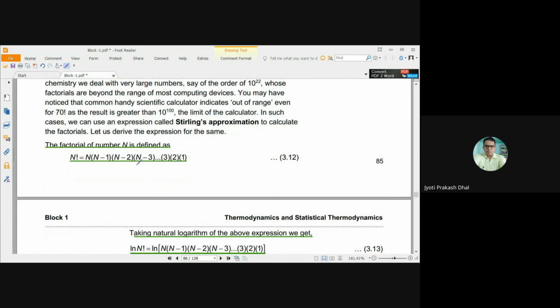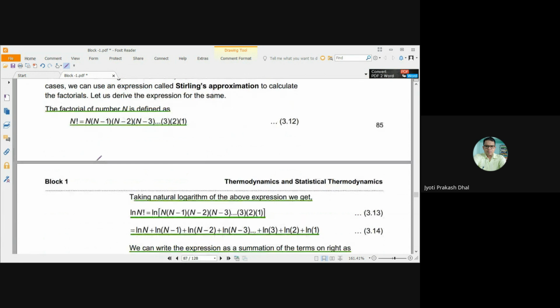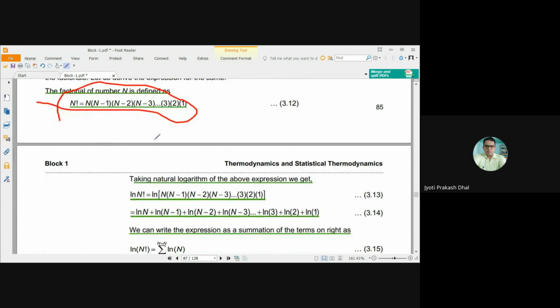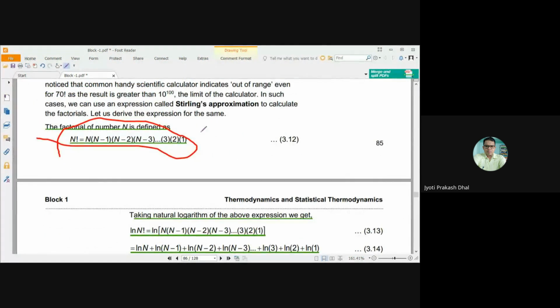So we know that the factorial of n is defined as, so that means n factorial equals what? n into n minus 1 into n minus 2 into n minus 3 and so on up to 3 into 2 into 1. So this is n factorial. That thing we already know from our school level.